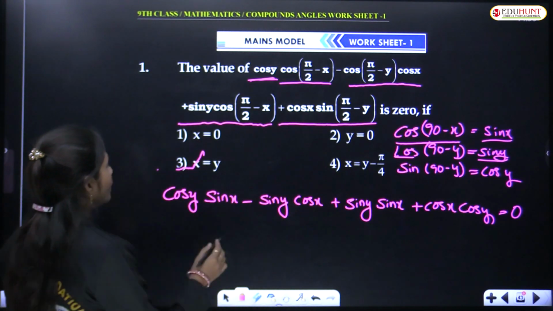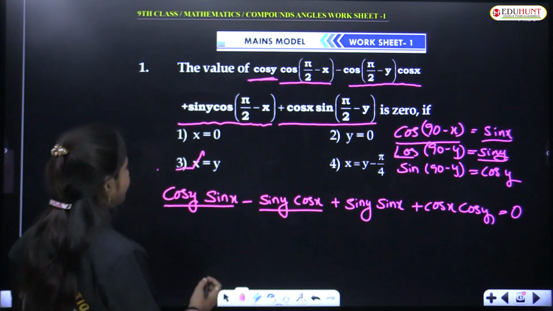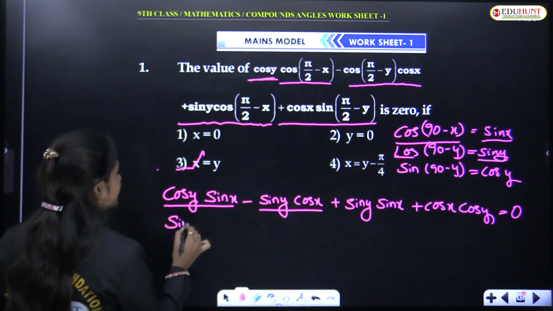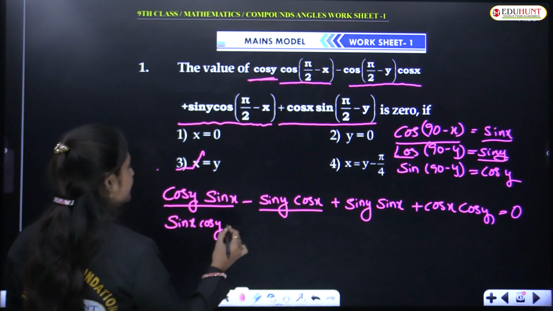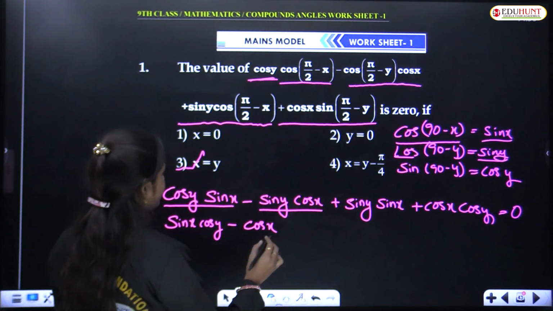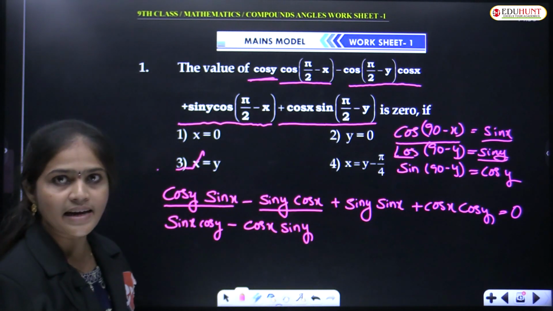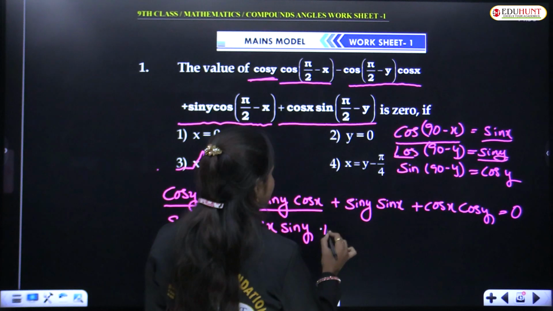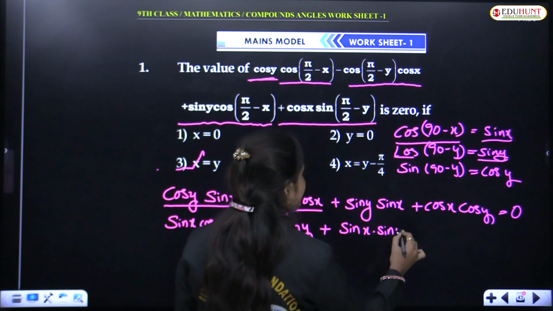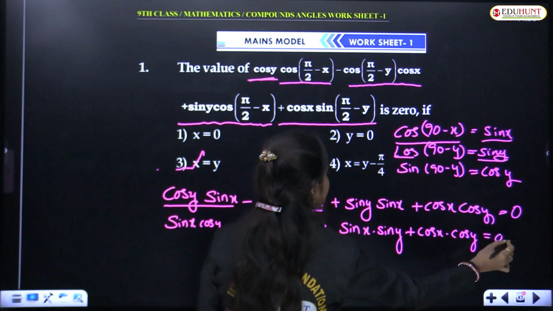Okay. Now here cos y sin x, and here sin y cos x. This is in the form of sin a cos b minus cos a sin b. Shall we write like that? Sin a cos b minus cos a sin b. Here a is x and b is y. Plus here this is sin a sin b, sin a sin b plus cos a cos b, which means cos x cos y, which is equal to 0.